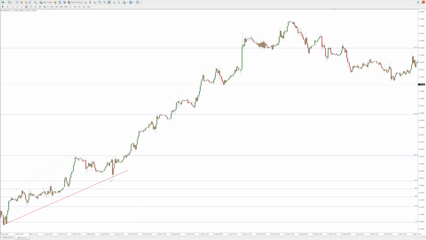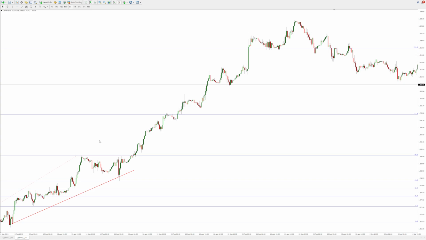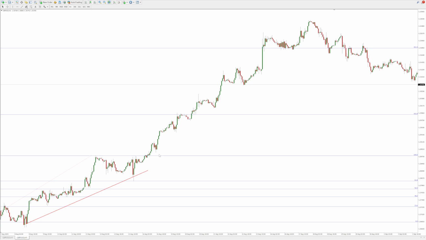Could have also entered on the pullback, as we said. That could have been your first target here, second target, third target, and in that instance you could have had almost 400 pips as well. So really the Fibonacci levels can be useful.